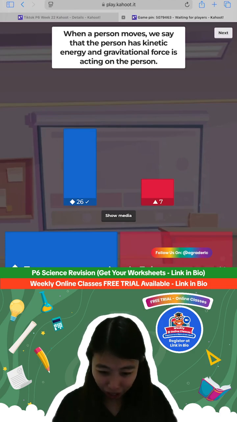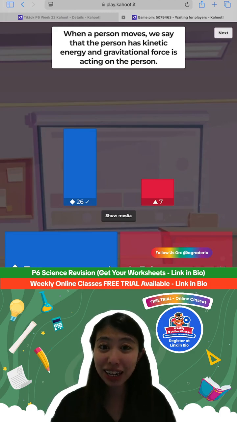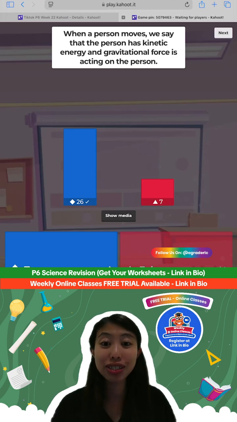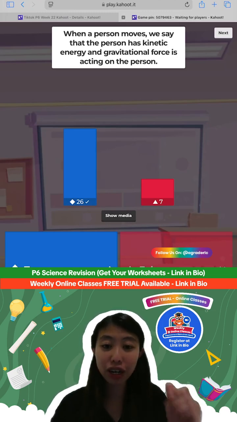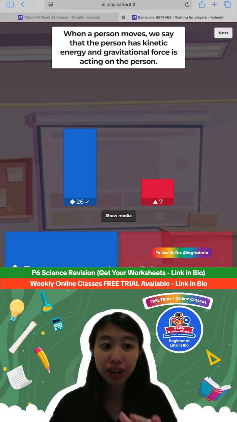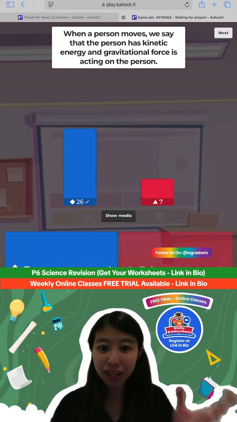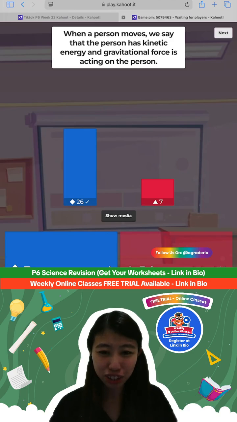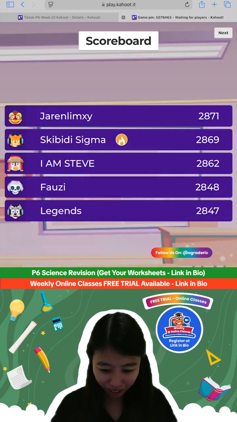Okay. When a person moves, we say that the person has kinetic energy and gravitational force is acting on the person. Very good. So every time, remember, gravitational force acts on everything all the time as long as it is on Earth. Okay? And then kinetic energy, anything that moves has kinetic energy. Okay? So let me move on.